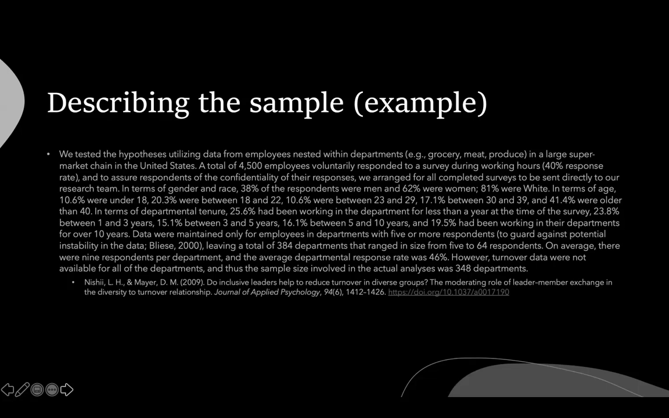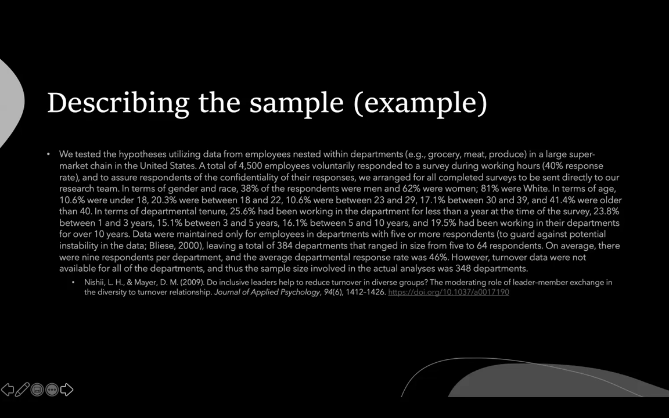And why do they do that? Well, 10% were under 18, 20%-ish were between 18 and 22, another 10% between 23 and 29, 17% between 30 and 39, and then 41% older than 40, right? So if you actually were going to line this up into a histogram, you'd see that this is kind of a bimodal distribution of age.